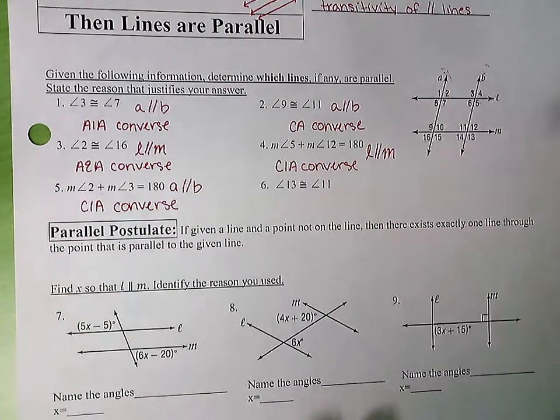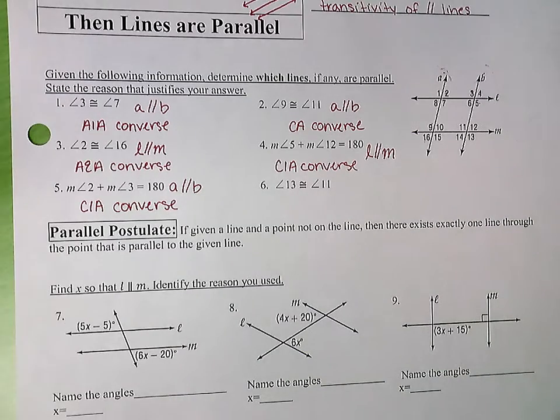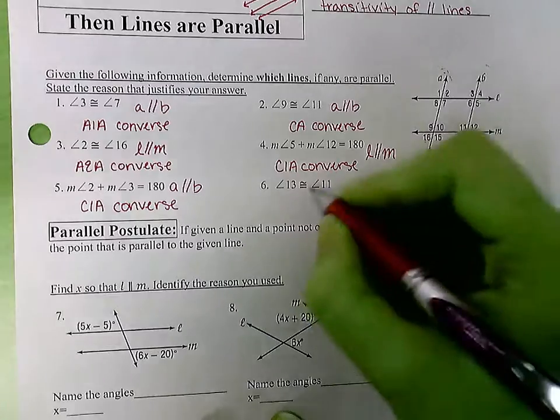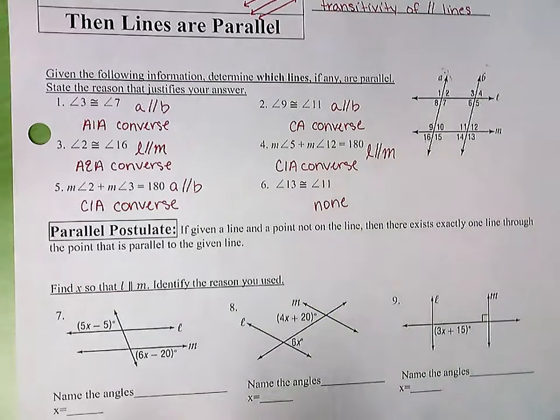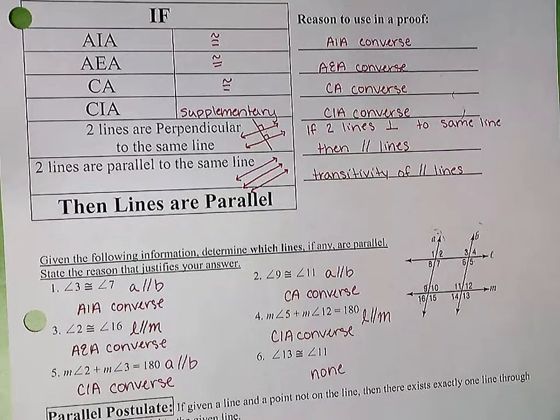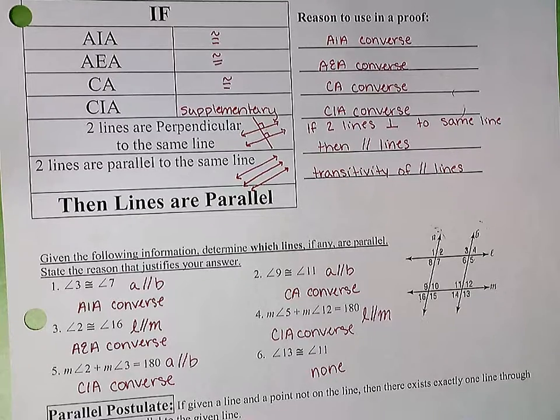Okay, last one, number 6, we have angle 13 and angle 11. What type of angles are those? They are vertical angles. Can I prove lines parallel by vertical angles? No. This is none. You cannot prove lines parallel using the vertical angle theorem. So when we go through 2-column proofs tomorrow, and I say prove that these two lines are parallel, you cannot prove them by vertical angles. It has to be one of these that we went over on the top here. Those are the only ways you can prove parallel lines.